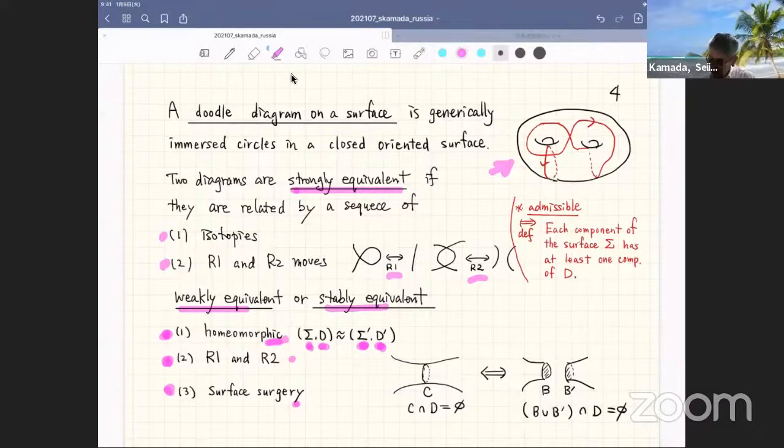So, for example, this one is a surgery. We cut the surface along a curve C. If the curve C is disjoint from the diagram, then we cut and attach a pair of two disks. By this surgery, we can change the homeotype of the ambient surface. In this case, we call it stable equivalence.